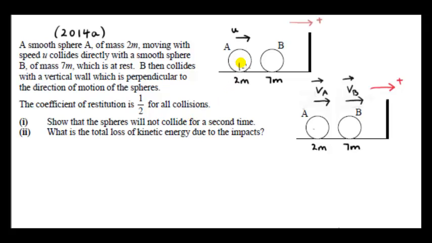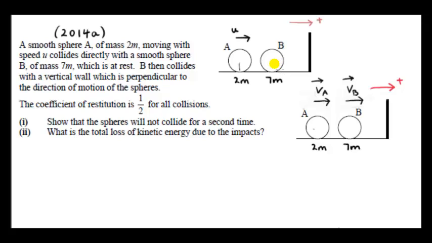A smooth sphere A of mass 2m moving with speed u collides directly with a smooth sphere B of mass 7m, which is at rest. B then collides with a vertical wall which is perpendicular to the direction of motion of the spheres. The coefficient of restitution is a half for all collisions. Show that the spheres will not collide for a second time.